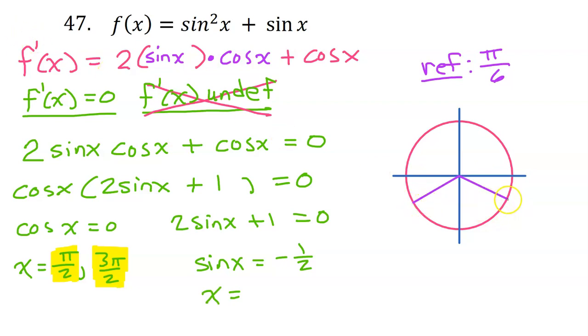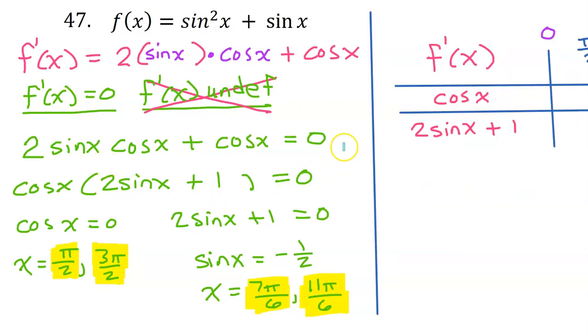So these 2 angles are the solutions. This angle in the 3rd quadrant is 7 pi over 6. And this angle in the 4th quadrant is 11 pi over 6. So we have 4 critical numbers to put on the number line to form the sign chart.